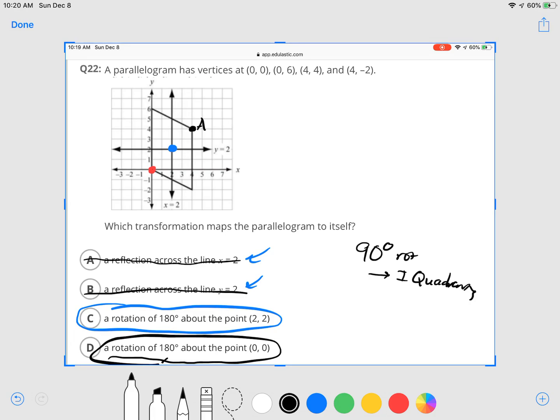So A would have moved, after 90 degrees, A would have moved over here into this quadrant. This is 90. And then after another 90, which is 180, which is what they're saying in option D, it would have moved down into this one. And if it did move down into this bottom quadrant, the parallelogram is not there. It's only in quadrant 1 up here. Well, and a little bit in quadrant 4. But to land down here in quadrant 3, it wouldn't even come close to landing on top of itself.